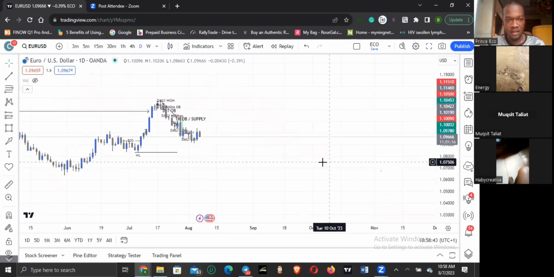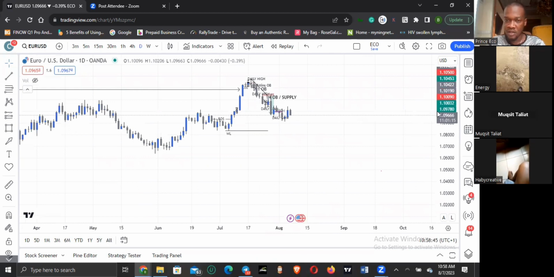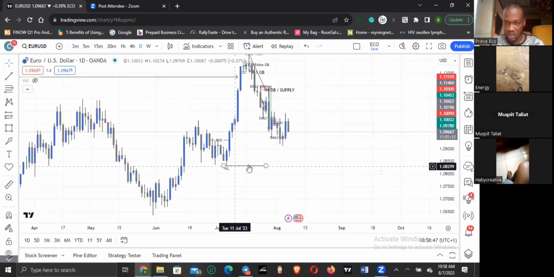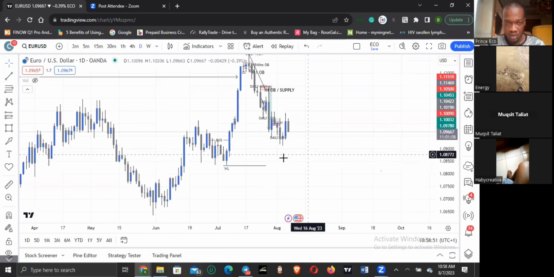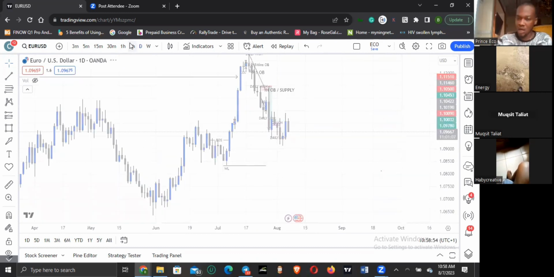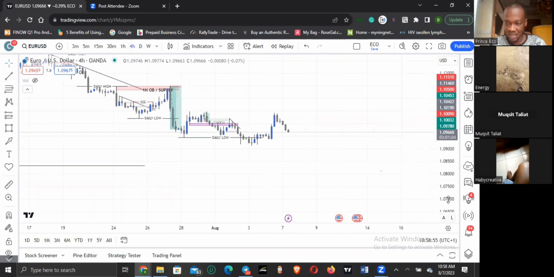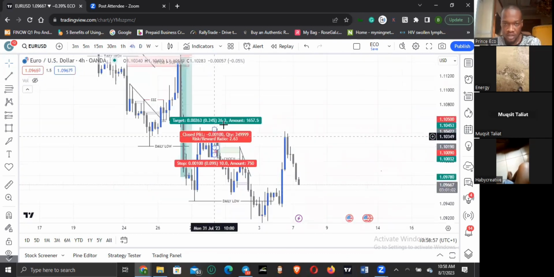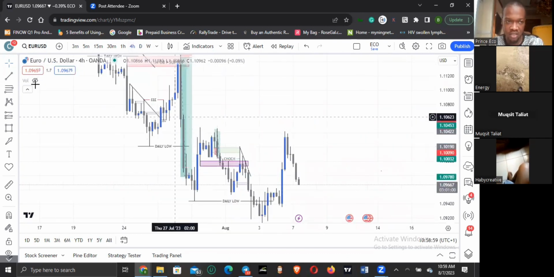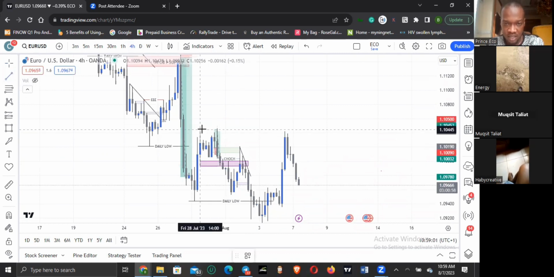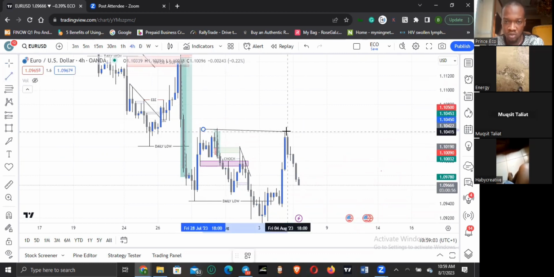So now we can see that on the daily, the market is about to take out this weekly low, right? The market is about to take out this weekly low. So now we'll scale it again to see it clearly. Now we can see that the market has already created around these zones.